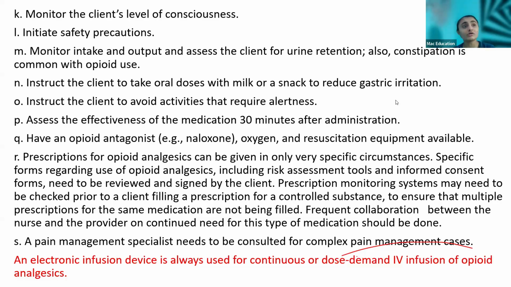व्हाट इज द एंटीडोट फॉर ओपियोइड? Naloxone. नैलोक्सोन. अगर ओपियोइड ओवरडोज हो जाता है तो आपको कौन सा एंटीडोट देना है? दैट इज द नैलोक्सोन. Again, what you can give to the patient? Oxygen, because it depresses the respiratory centers. So we have to give oxygen. Resuscitation equipment should be readily available.